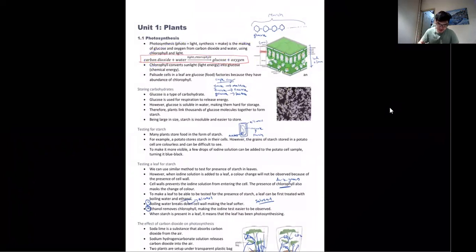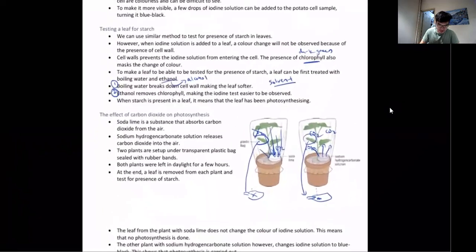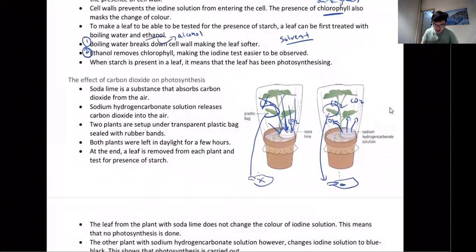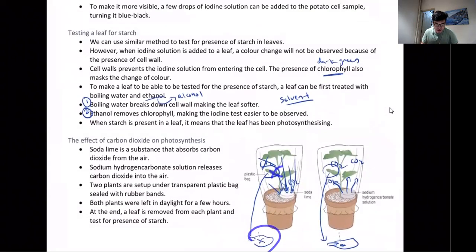Okay, you already know this. So how do we use this? We can use this to test whether we need carbon dioxide or not. If there's no carbon dioxide, the leaf doesn't turn blue-black. Oh yeah, here's the thing. Before you test for starch, put the leaf in boiling water first to soften it and break the cell wall. Next, put it in ethanol to remove the chlorophyll. Then if you want, you can wash it with hot water again.